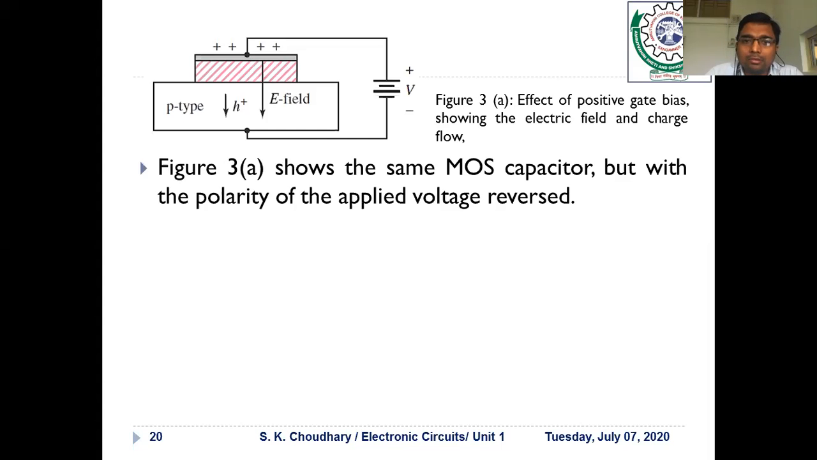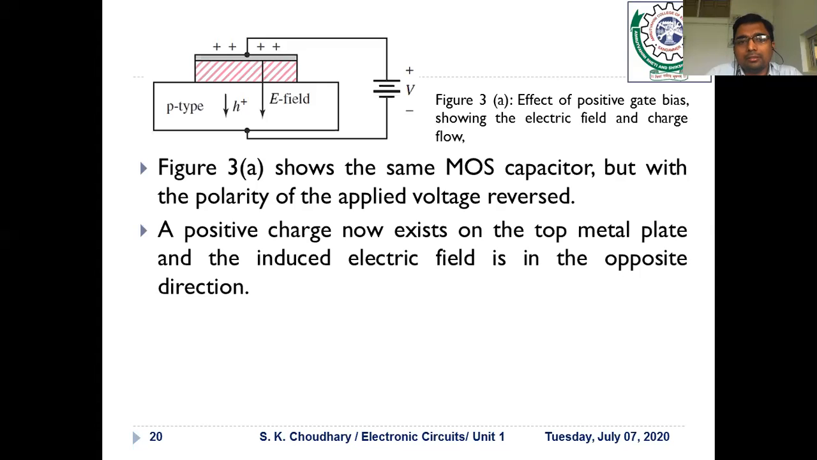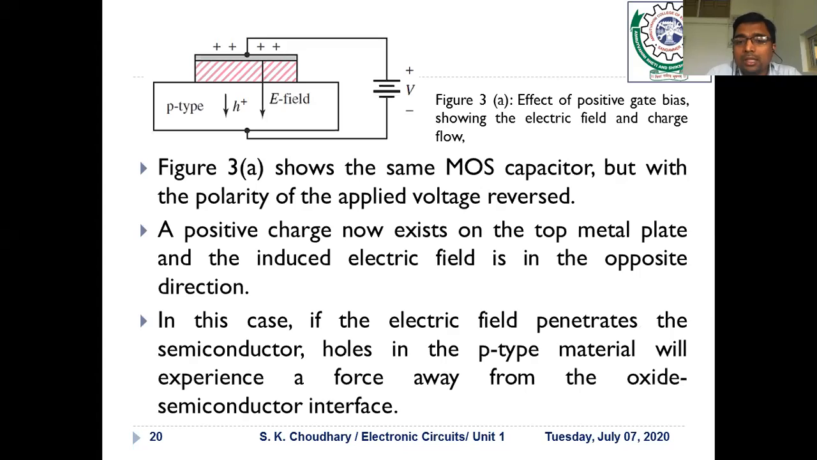So in this case you would see that due to the reversal of the polarity of the voltage source, the positive charge would start to deposit on the metal surface. Due to this deposition of positive charge, an electric field is applied that results in an electric force that pushes the holes present in the p-type material away from the oxide semiconductor interface.